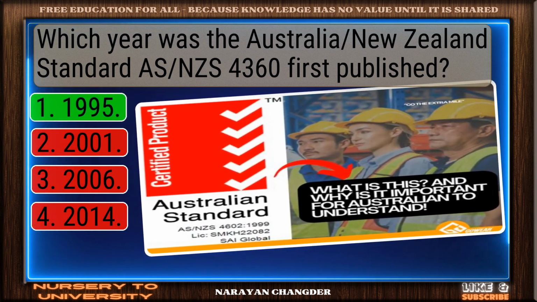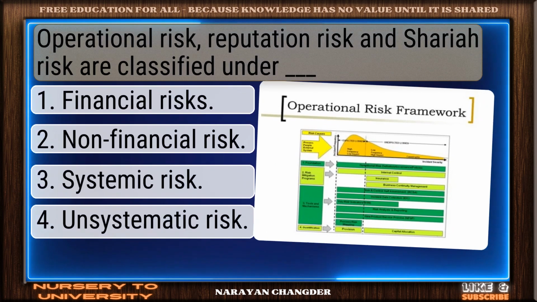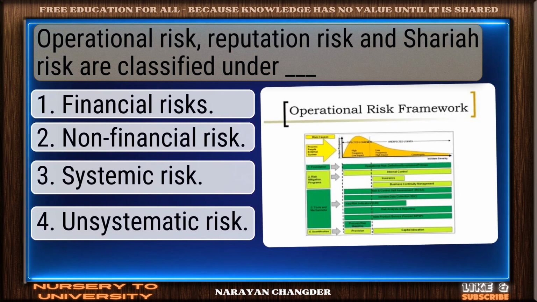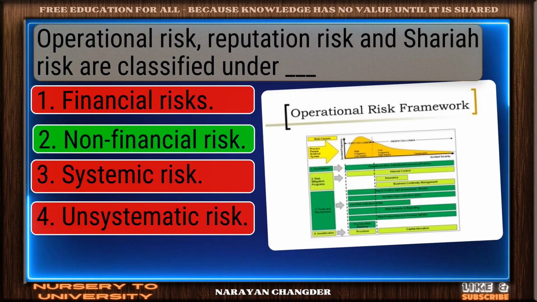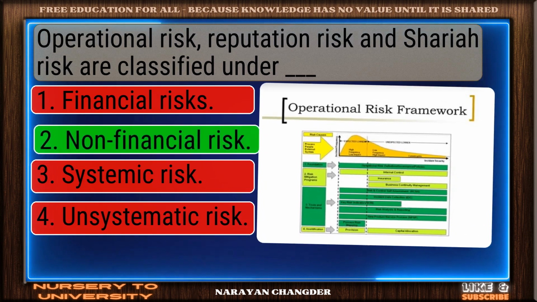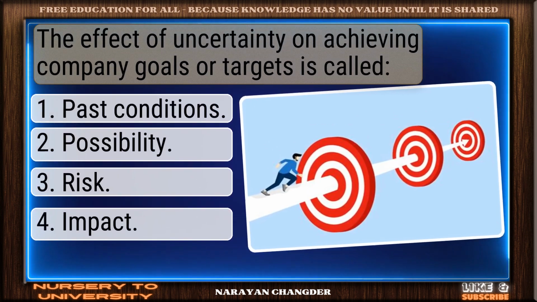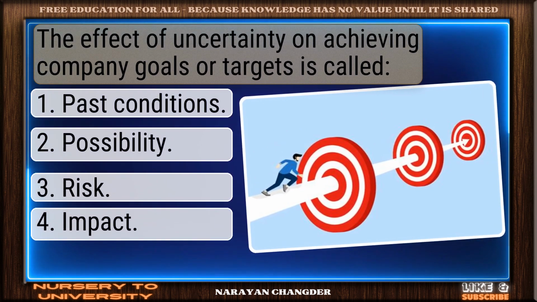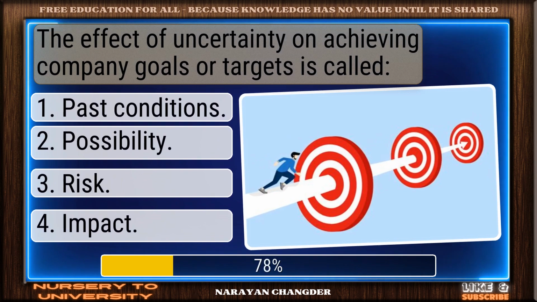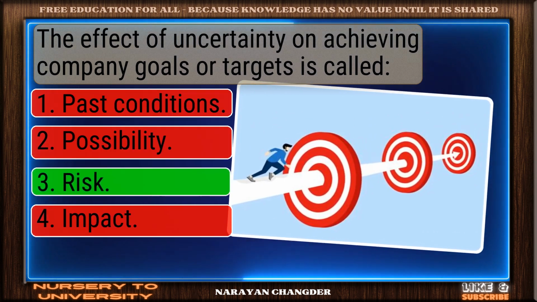Valid point. 1995 is true. Operational risk, reputation risk, and Sharia risk are classified under DASH. You're right. Non-financial risk is the correct answer. The effect of uncertainty on achieving company goals or targets is called on track. Risk is the correct answer.